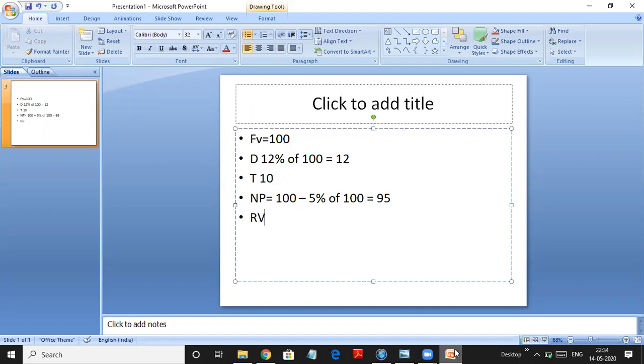And redeemable value, they say it is redeemable at par. So face value is 100, redeemable value also will be 100. This 95 has come from 100 minus 5% of 100. And what is this 100? This 100 is nothing but the sale price which is given in the problem. Sale price is the price that you receive after selling the preference shares. After selling the shares, I have received 100, but I have to pay 5% for the broker. So 5% of 100, 5 rupees I'll subtract, and I'll get 95.